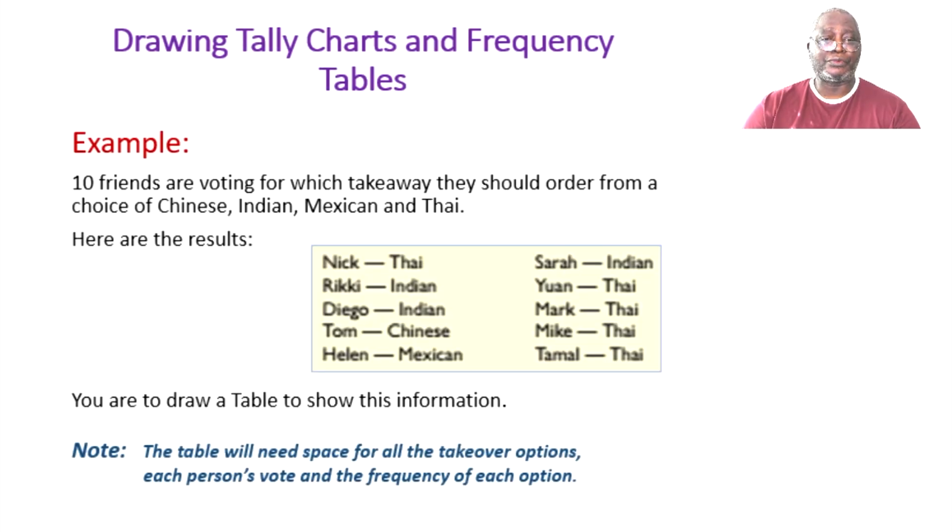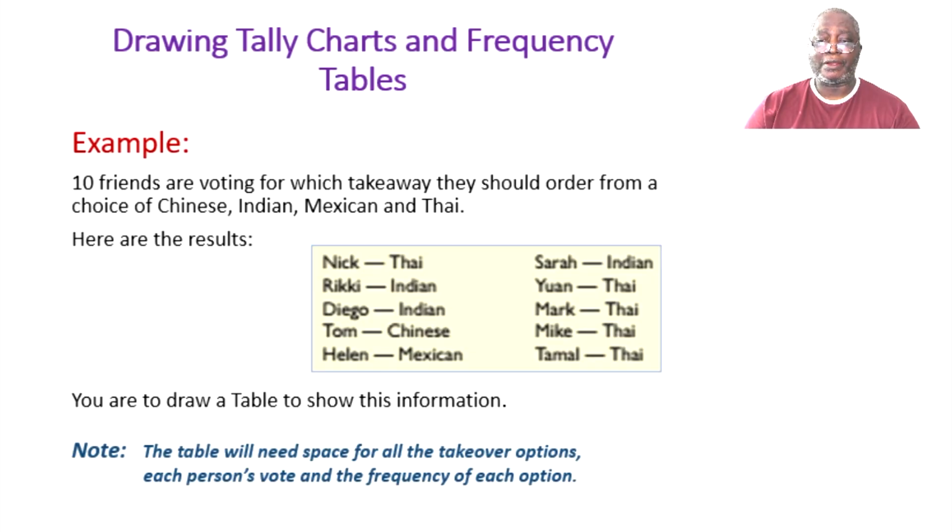Let's look at this example. 10 friends are voting for which takeaway they should order from a choice of Chinese, Indian, Mexican, and Thai. Here are the results. Nick, Thai. Rick, Indian. Diego, Indian. Tom, Chinese. Helen, Mexican. Sarah, Indian.